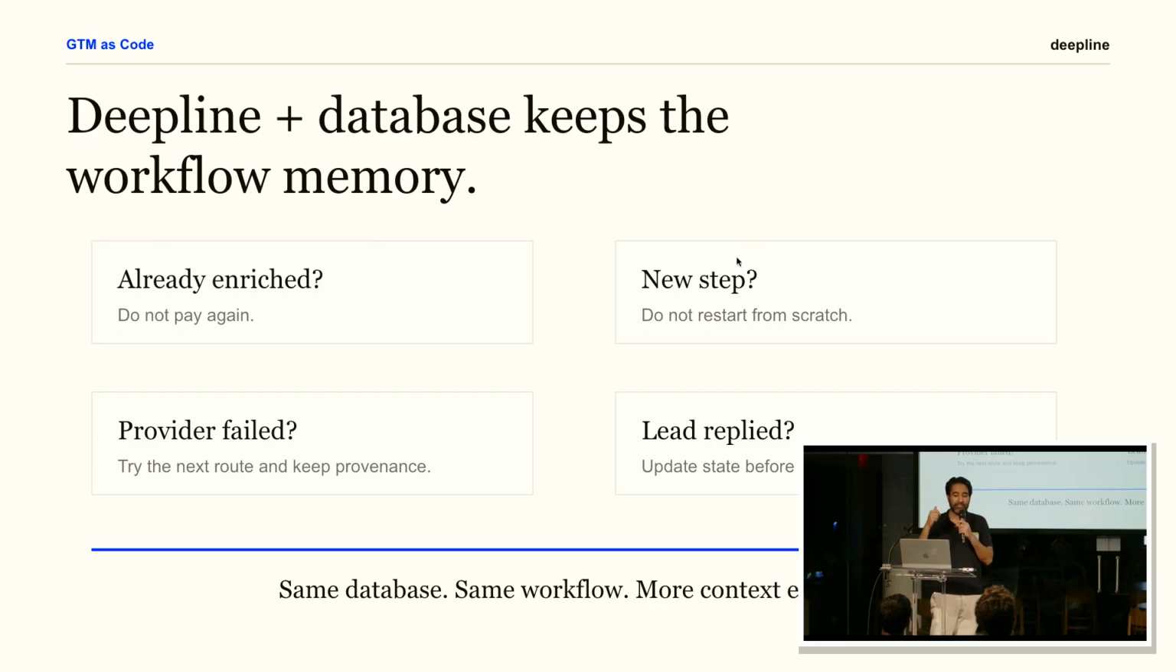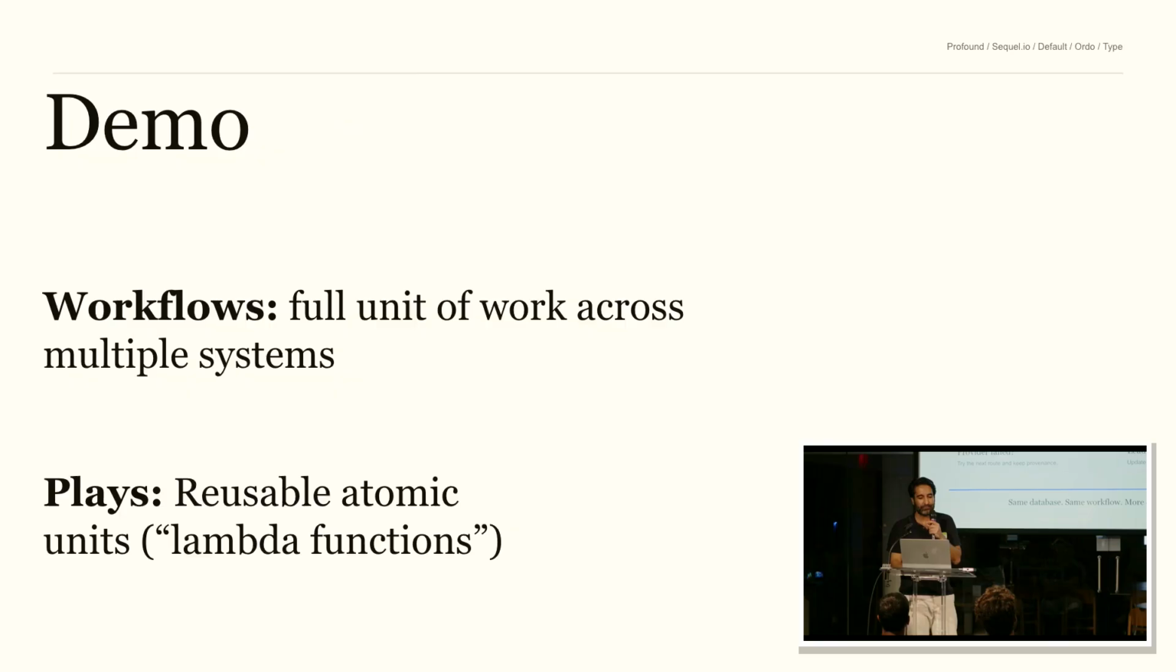So what this does, it saves you money. You don't pay for the same enrichments over again. If there's a new thing that you want to do, you know where that person is in the funnel. You can just continue them on the workflow in the new step. If something didn't work, you know that it failed. You can retry it. And then lastly, when something happens that matters, all the systems now know because they have access to that data as well.